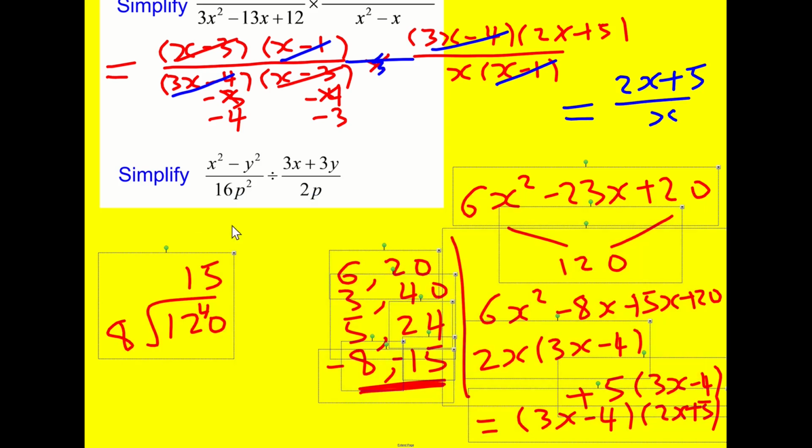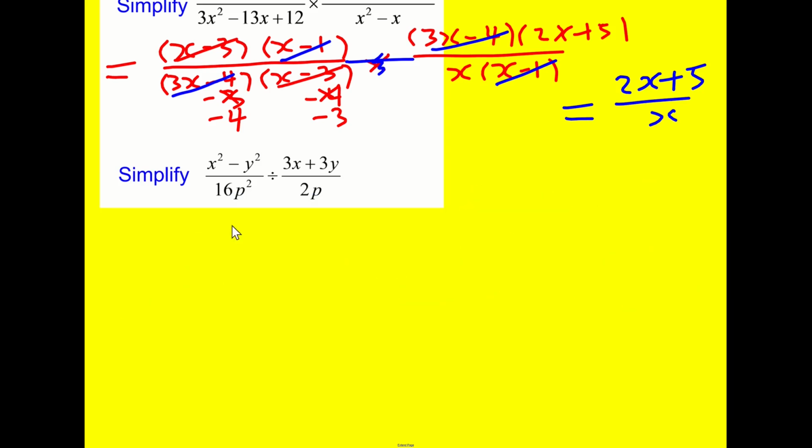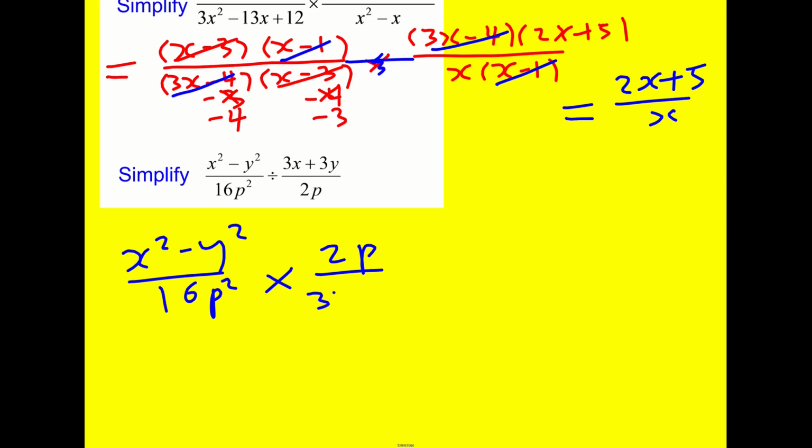Let me just delete this. Okay, now we've got x's, y's, and p's. All right, brilliant. I think the first thing I'm going to do is rewrite it as a multiplication. So I can keep, switch, flip. That's one thing we're taught. So we can change it to this.